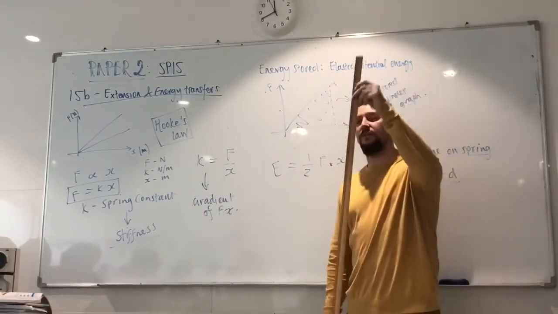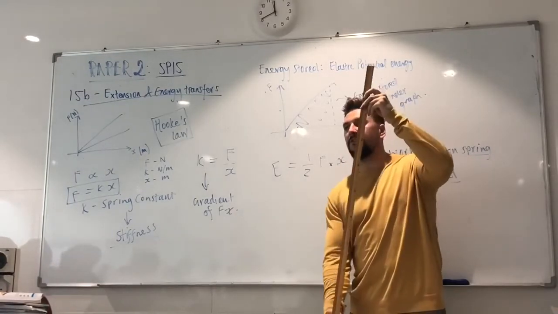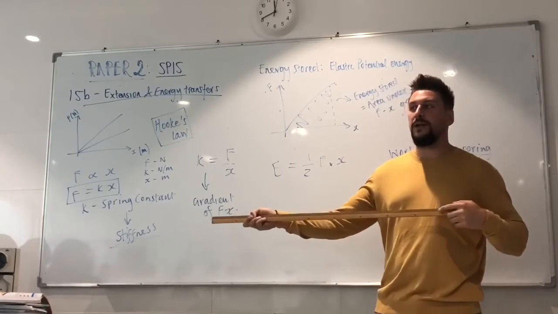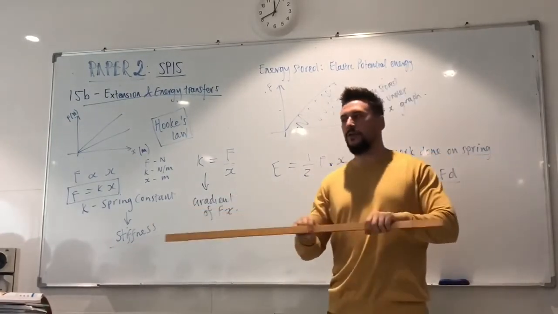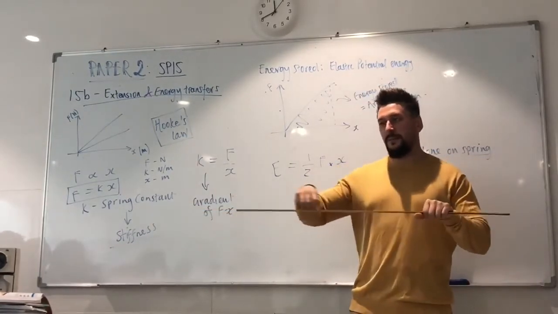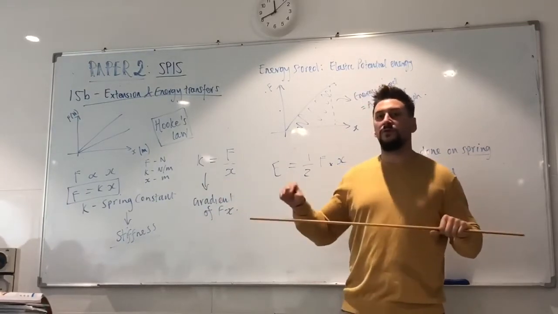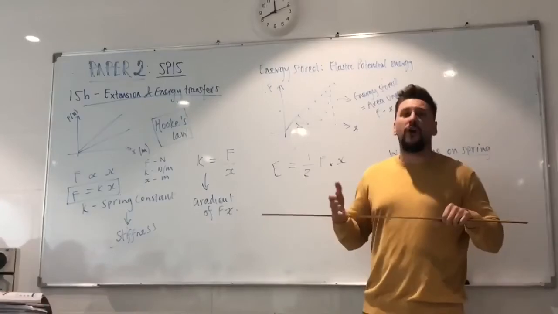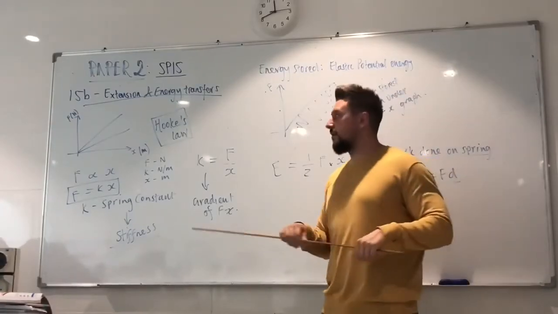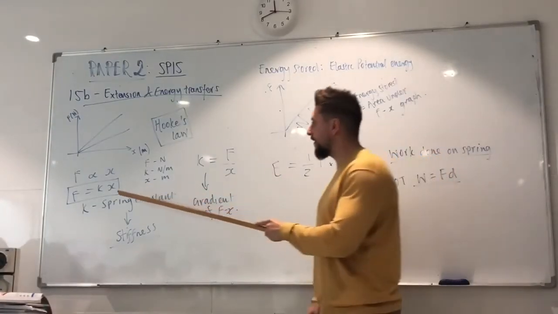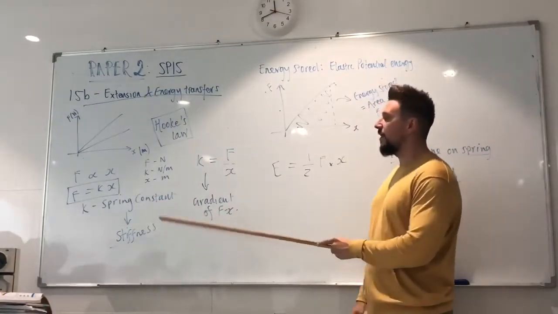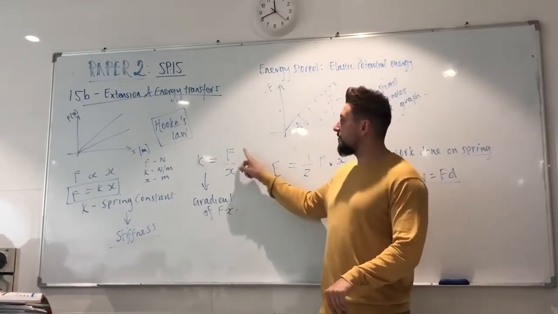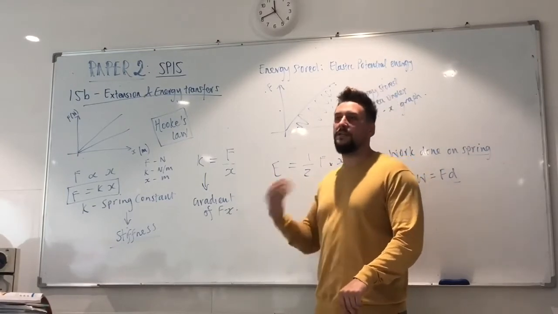You could be stretching it vertically by hanging masses on the bottom, or you could be doing it horizontally. The same rules apply. If I put a spring horizontally on a table, on a desk, and I apply a force and I start pulling it, it will still stretch the same way. Or if I compress it, or an object that can compress. Alright? So Hooke's law, F equals kx, the spring constant is stiffness, so a greater spring constant is a stiffer spring. More force is required to stretch it 1 meter.